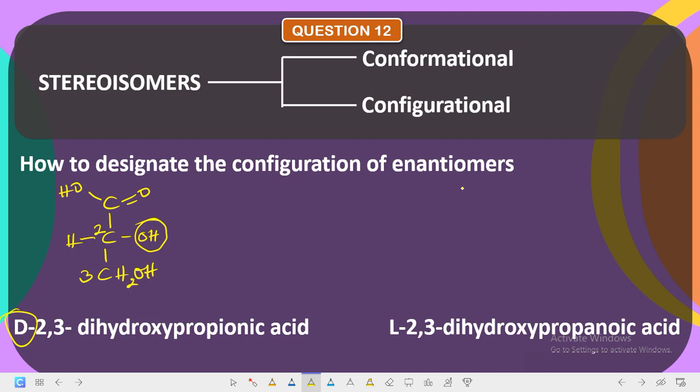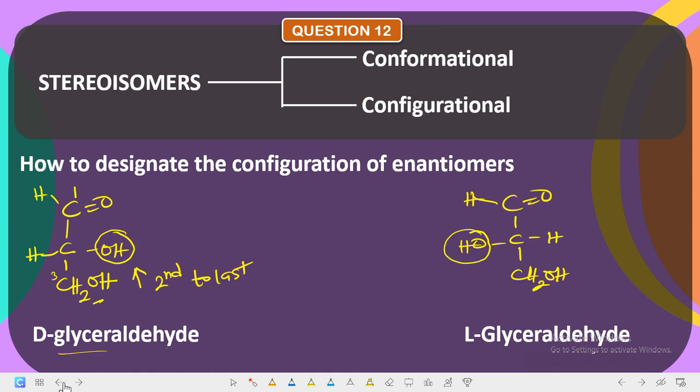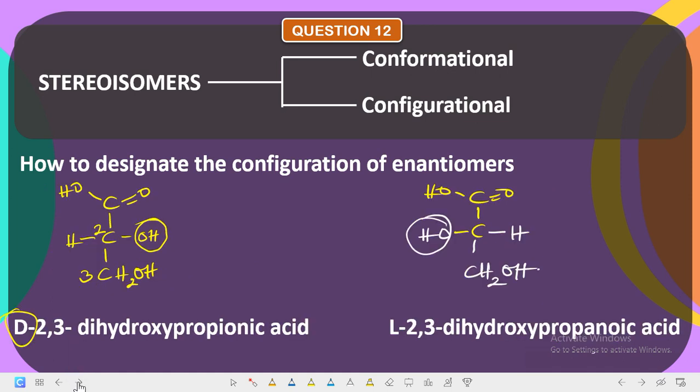Now, let us draw for the other one. This is L. So, what do you expect for L? Propionic acid. What do you expect for L? This C. Now, for L, the OH will be at this side. Then we now have what? H. And here will be what? CH2OH. Is that understood? So this one, the OH is at this left hand side. So that is the difference between the D and the L form. So if you are given any compound, and they say indicate D and L form, you should be able to do that.